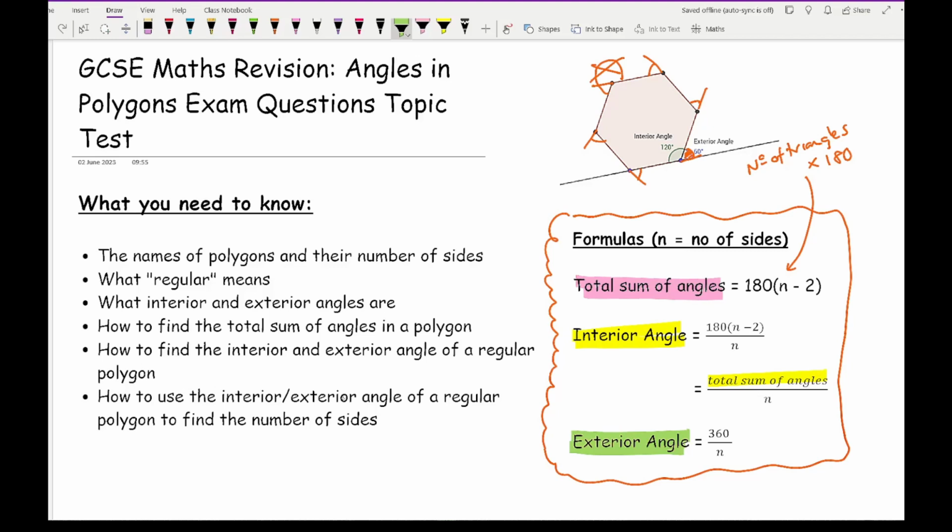Other questions that could get asked are basically reverse questions, where you are given the interior angle and you need to work out the number of sides. You can use the same formulas, but you just need to rearrange the formula or solve the formula for n.